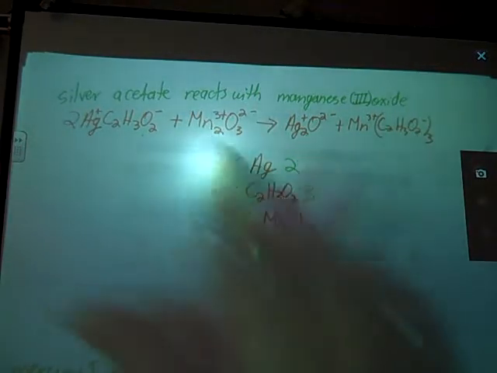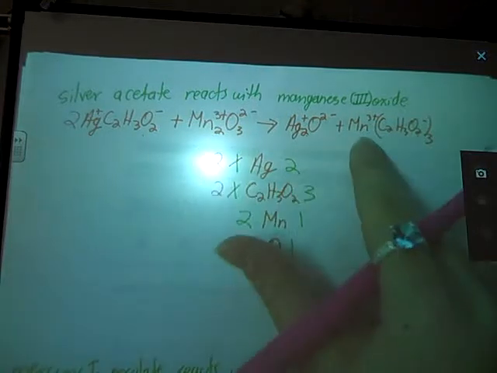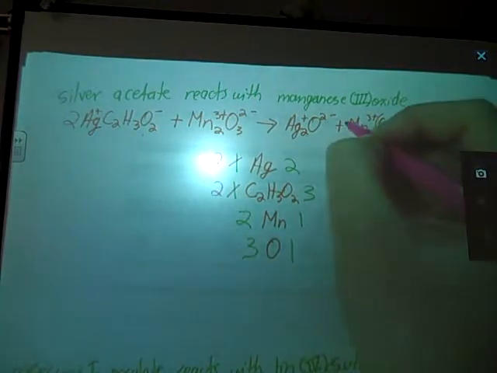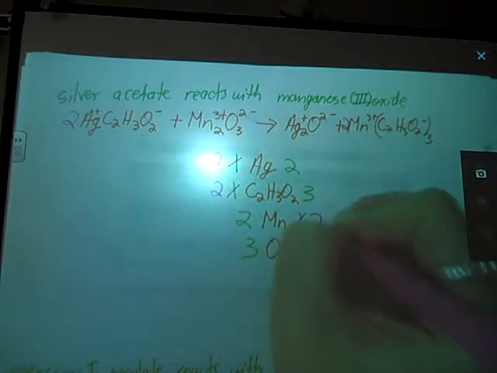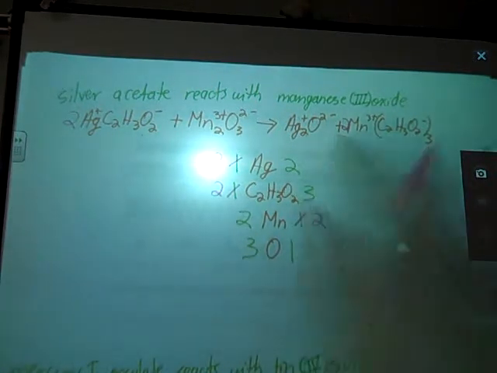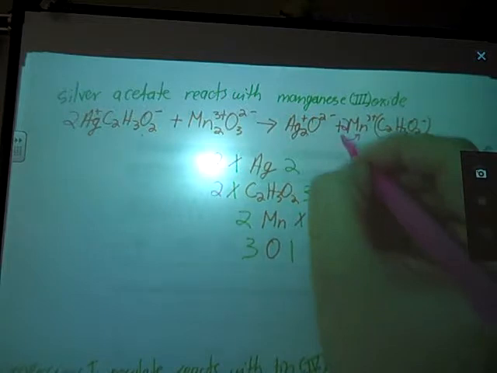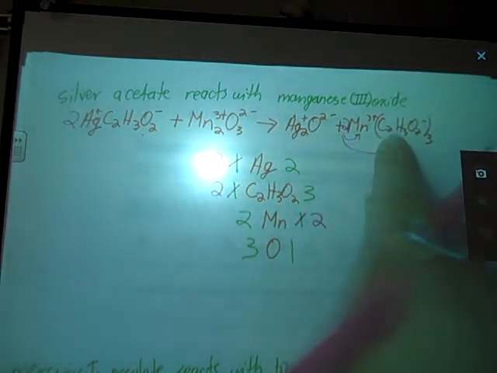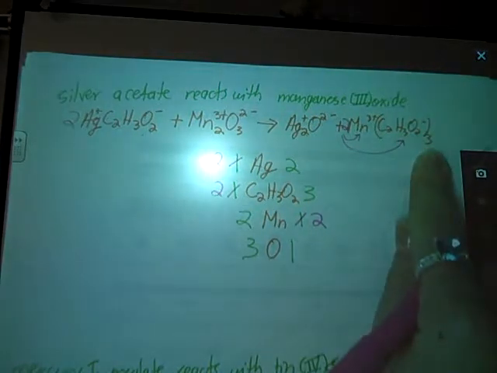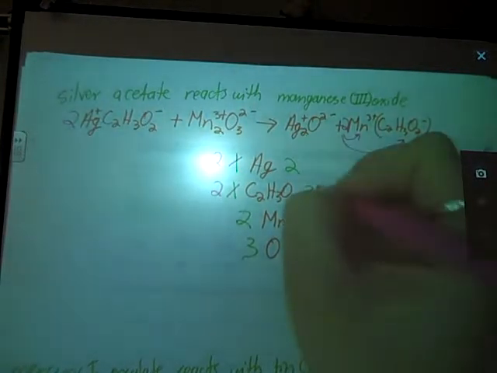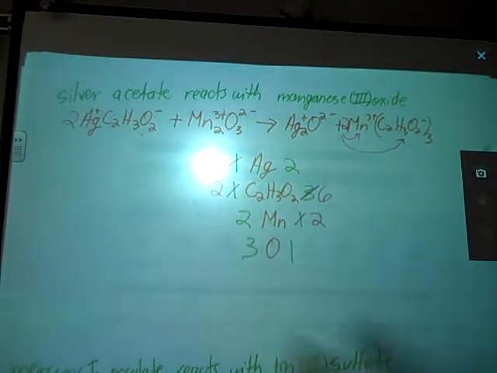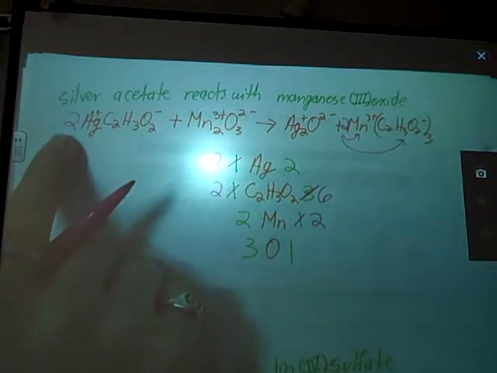Let's check out our manganese instead. 2 on the left, 2 on the right. If I put a 2 in front of my manganese, that gives me 2 manganeses, and the 2 is going to distribute to the manganese and to the acetate. My acetates are coming in sets of 3. So that means now 2 times 3, I have 6 acetates. Hey, I can get to 6 acetates.